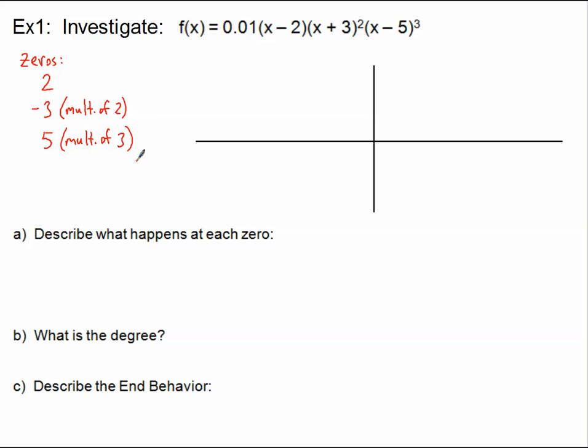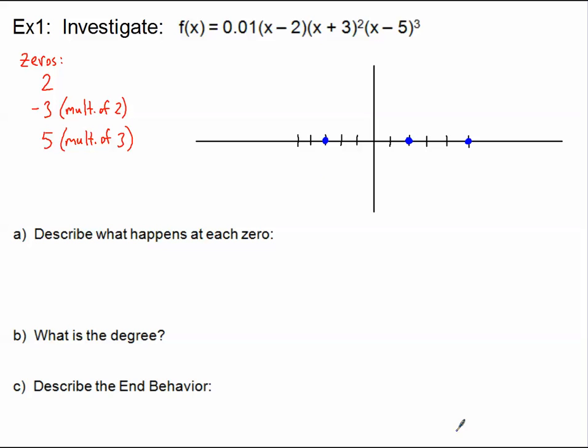So we do know that this will cross the x-axis at 2, and I'm going to come all the way out here to 5. And at negative 3, I'll just go out here to negative 5. Just make some tick marks. I know that this will cross at 2, so I'm going to put a dot. I know that this crosses at negative 3, so I'm going to put a dot. And I know that it crosses at 5, so I'm going to put a dot.